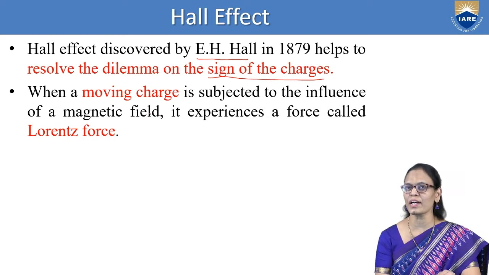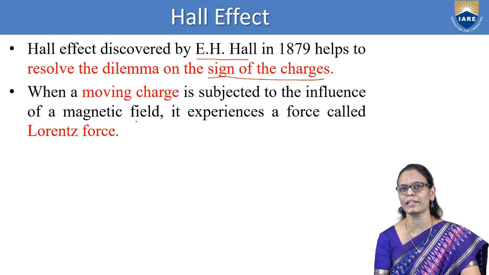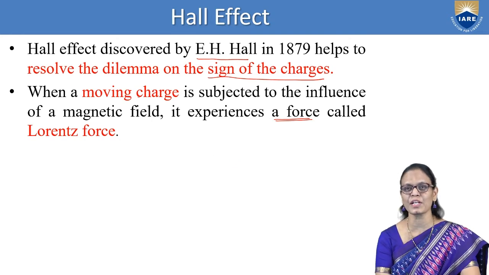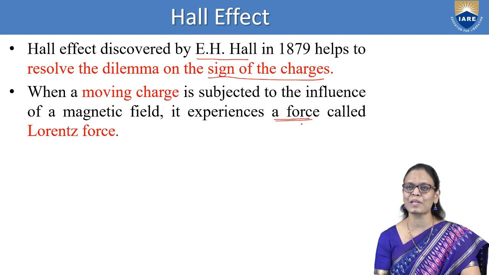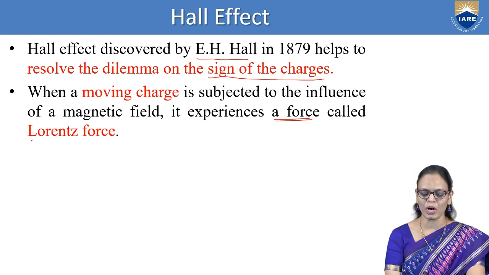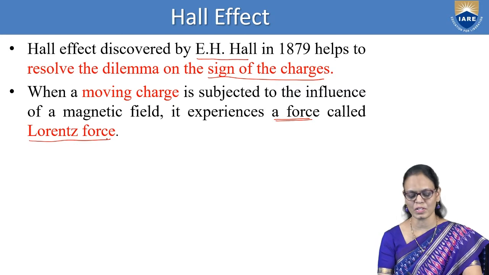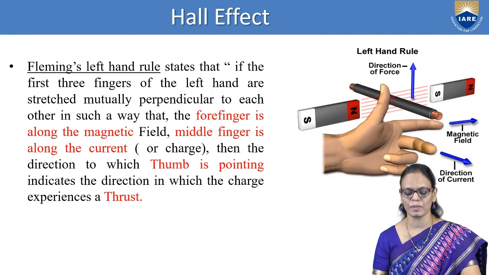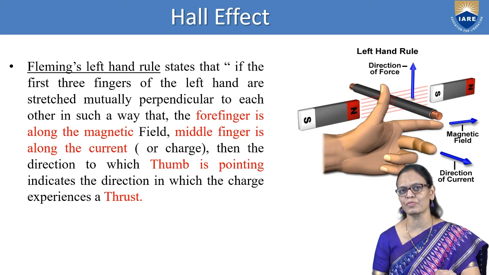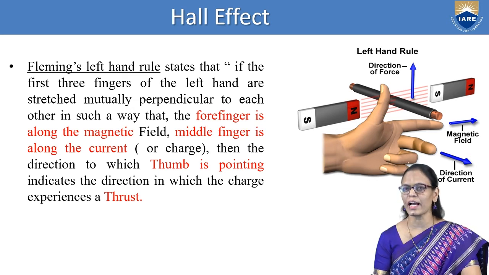Now, when a moving charge is subjected to the influence of a magnetic field, it experiences a force. So, this is an already existing phenomenon. Whenever you have a moving charge and you subject it to a magnetic field, it will experience a force and we call this force the Lorentz force. Lorentz is again named after the scientist Lorentz. So, how are we going to use it? To know the direction, we use Fleming's left-hand rule. You can see the diagram here.